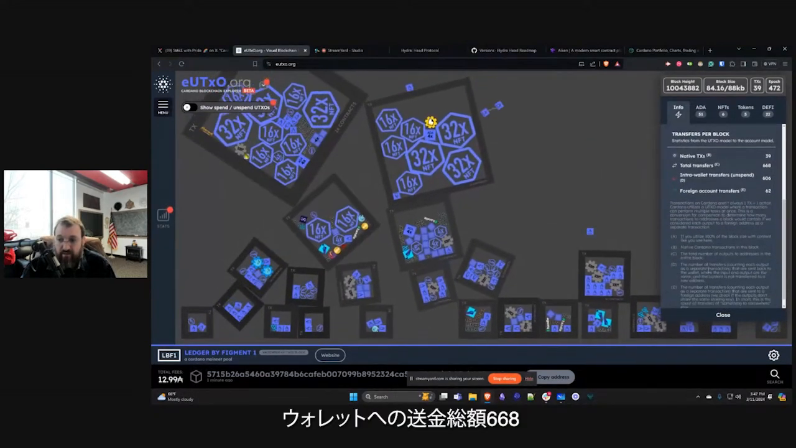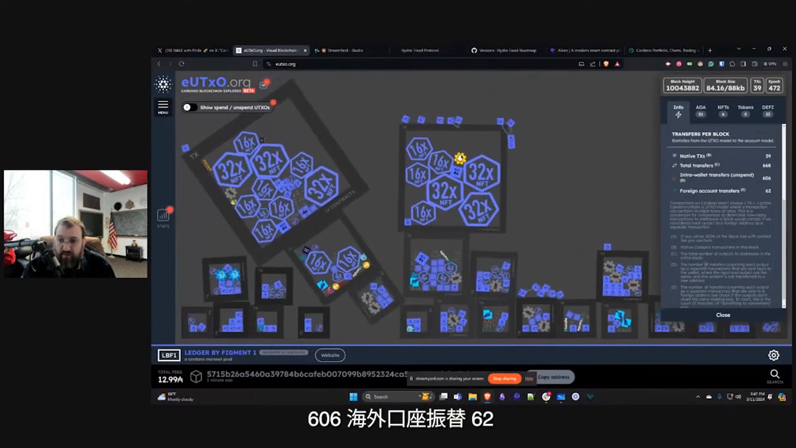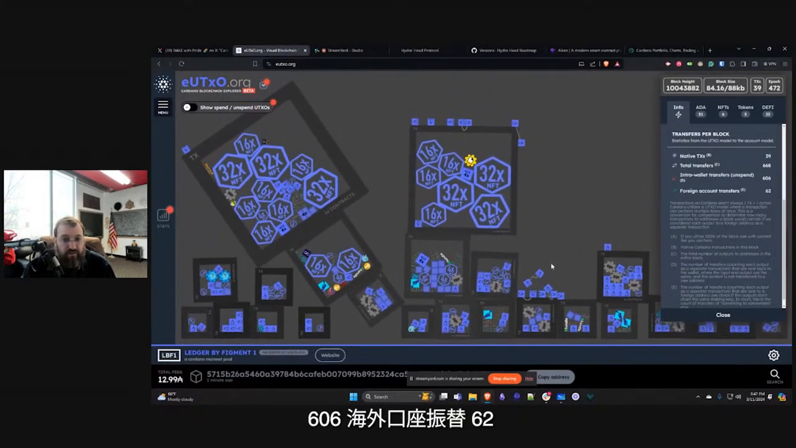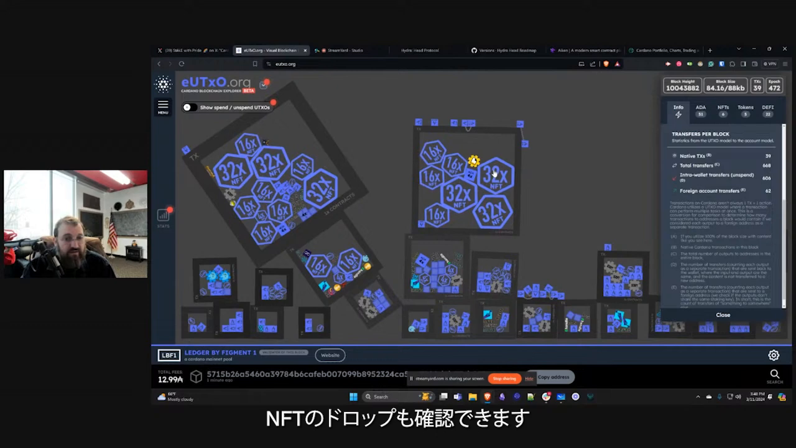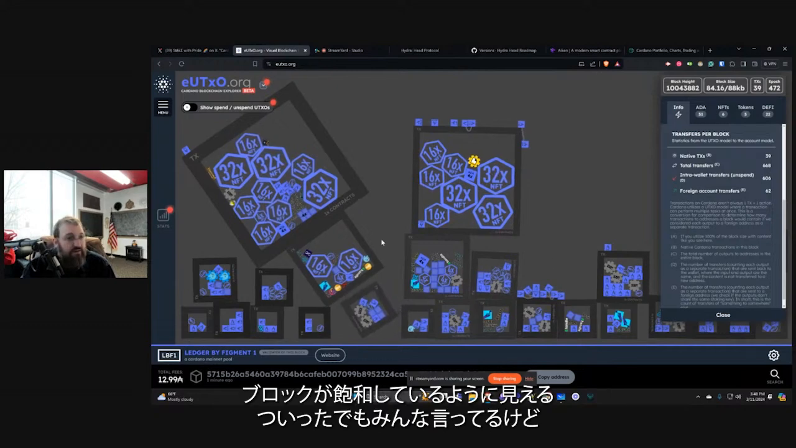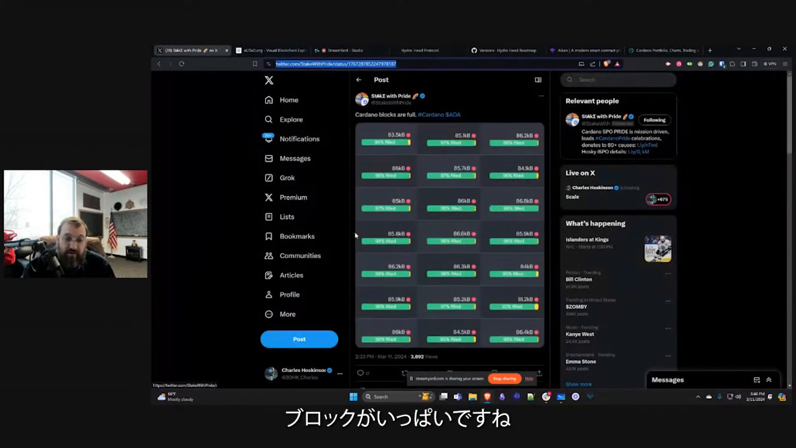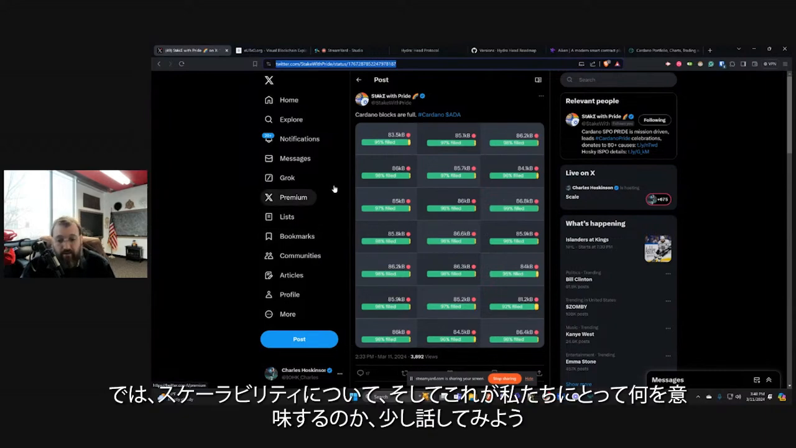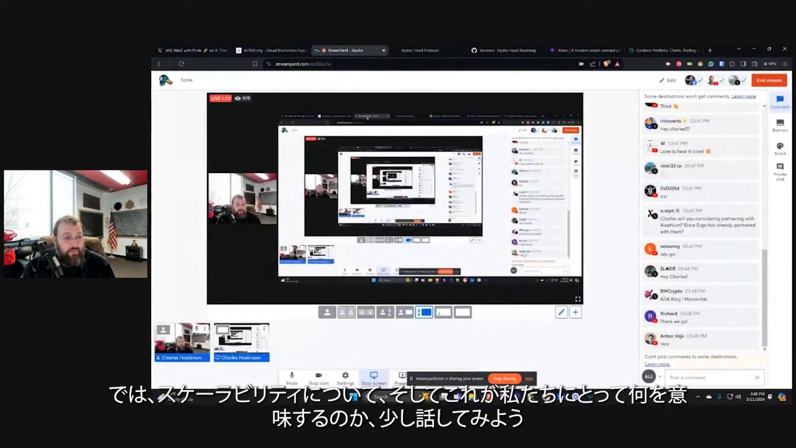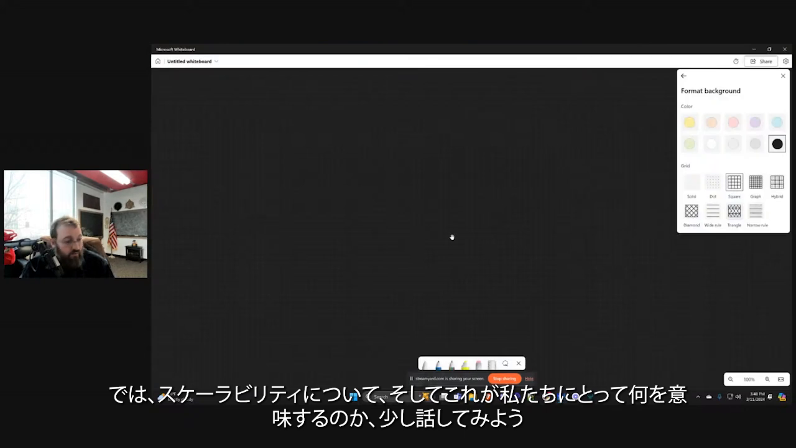668 total transfers, intra-wallet transfers 606, foreign account transfers 62. A nice little NFT drop is going on there. Like the blocks are saturated. You guys over on Twitter, you notice that. You say, damn, blocks are full, yo. Isn't that cool? So let's talk a little bit about scalability and what this means to us.